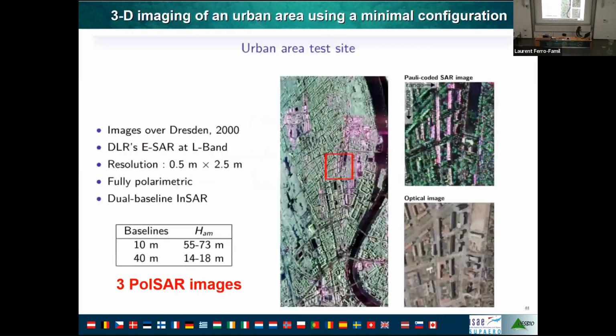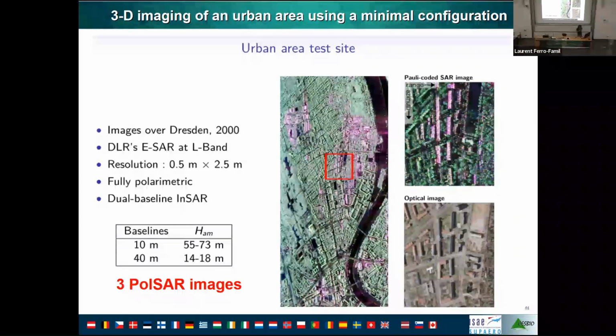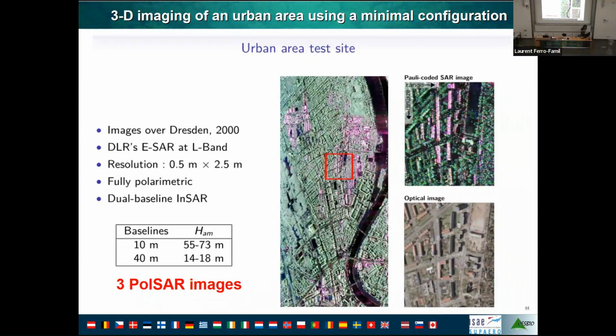The rest is okay. Some examples of how tomography works over urban environments. This is now an old image of the city of Dresden, Germany, acquired by a former DLR sensor. And we have only 3 images, you know. 2 images, you do interferometry. 3 images, you start to do tomography, but it's really a tough condition.